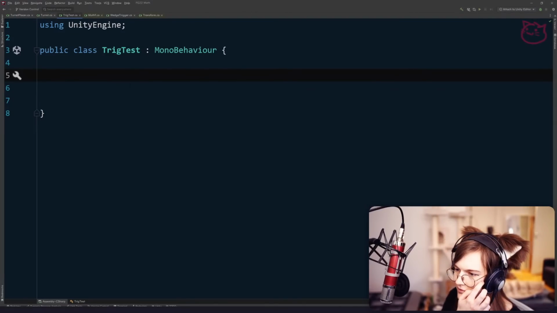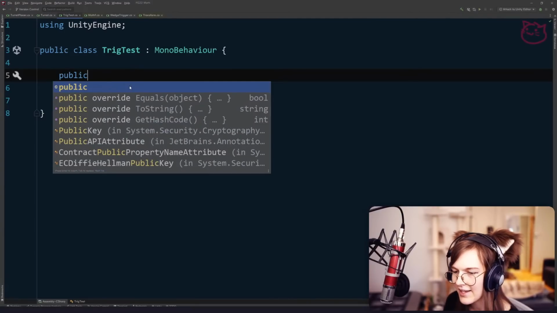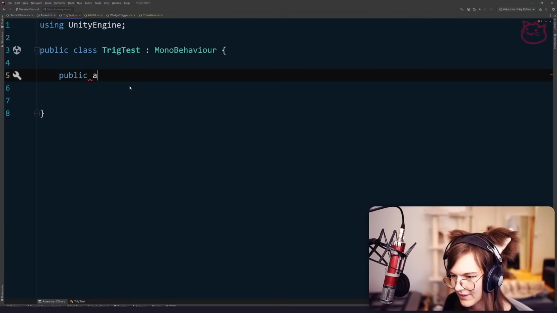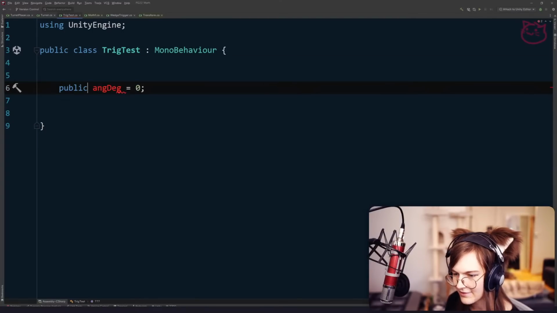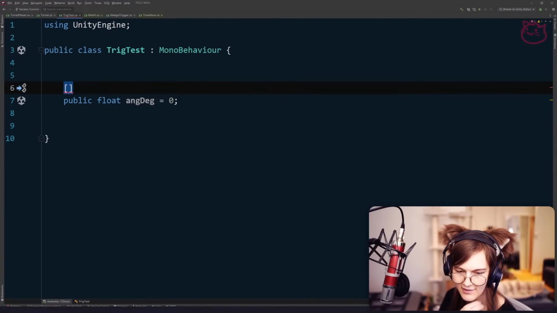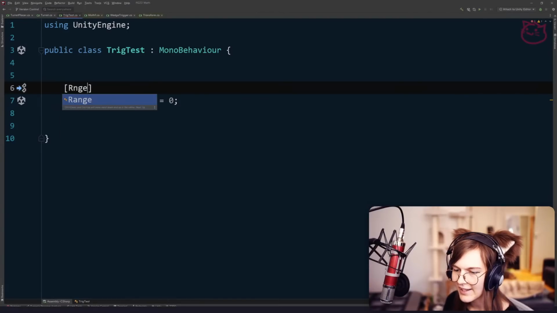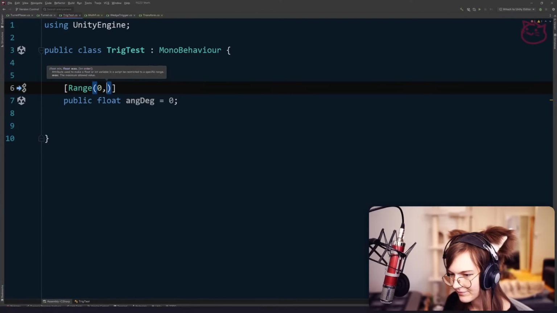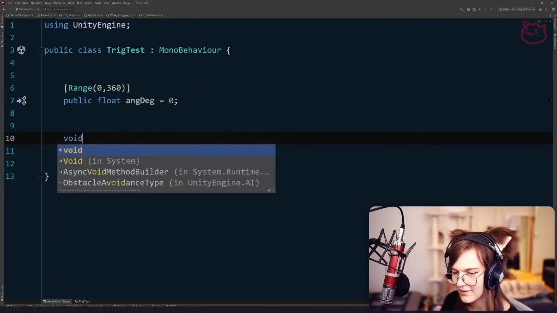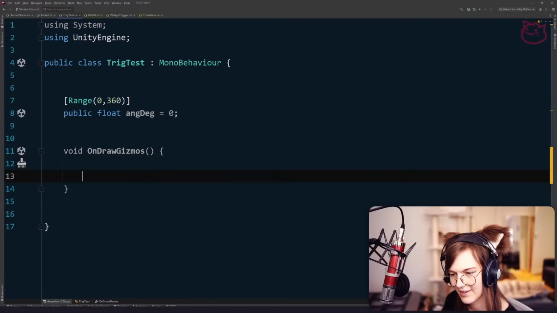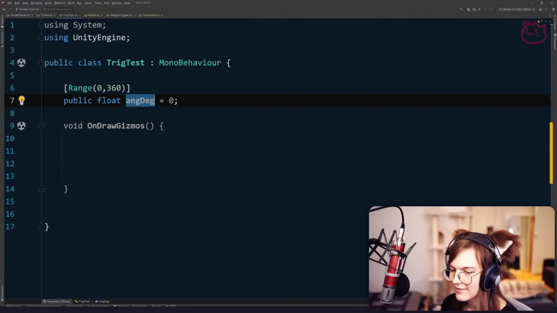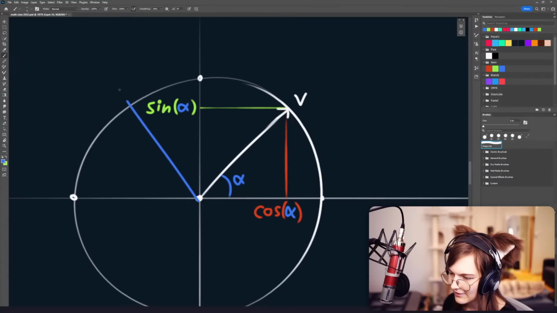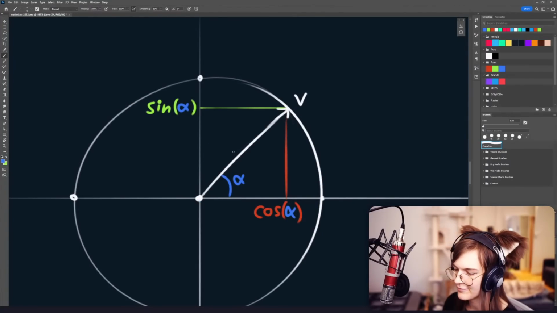Okay. So let's say we have an angle. We just want to input an angle, and this one is going to be in degrees. Let's start at 0. Oh, it's a float, actually. And then we want to give it a slider so it looks a little bit prettier in the inspector. So it's going to be 0 to 360. Then we're going to pull out our OnDrawGizmos. Let's say we want to draw a vector based on this angle, so that we have a slider so that we can change the angle of a vector. That's what we're going to do now.